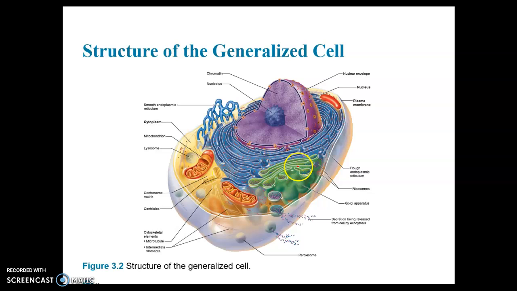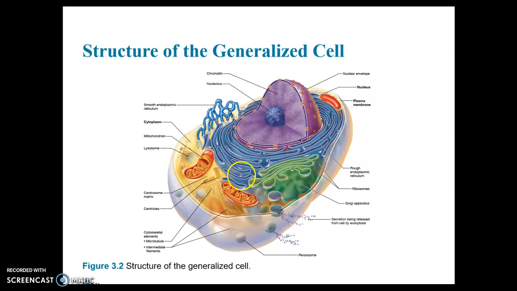We have attached to the nucleus, we have the rough endoplasmic reticulum. You see all these dots that are attached to the outside of the rough endoplasmic reticulum. They're called ribosomes, and their job is to make proteins. Next to the rough endoplasmic reticulum is the smooth endoplasmic reticulum, which doesn't contain ribosomes. So its job is going to be to produce lipids primarily.